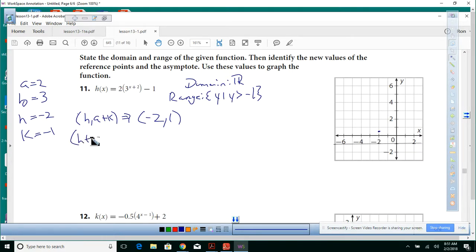And we have H plus 1, and then A times B plus K. And that's going to give us H, -2 plus 1 gives you -1. And then A, 2 times 3 is 6, minus 1 is 5. So we got -2, 1, -1, 5 is right there. So we've got something that looks about like this. And then it does the turn.